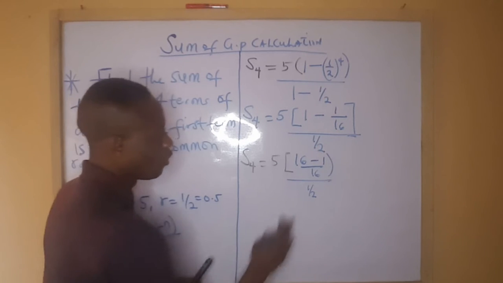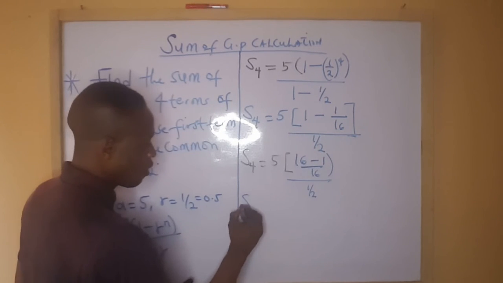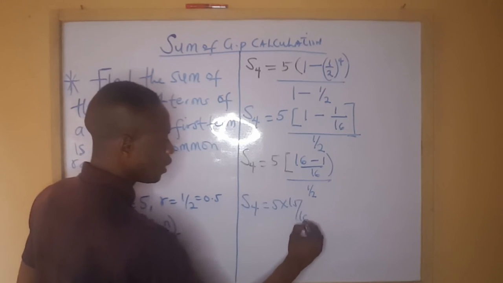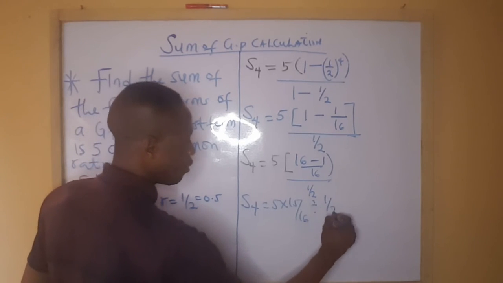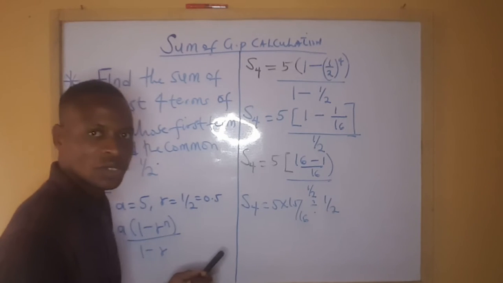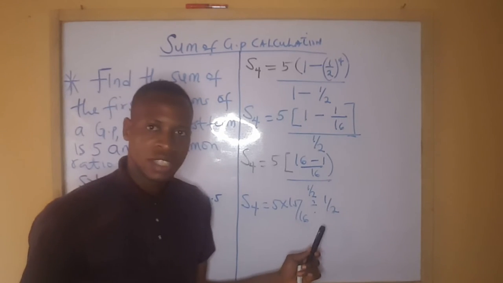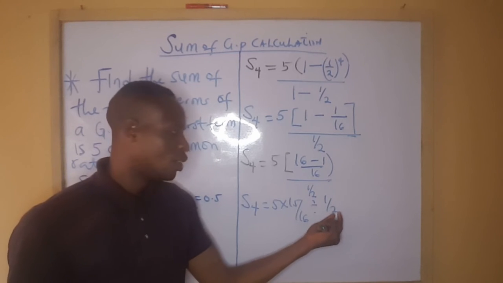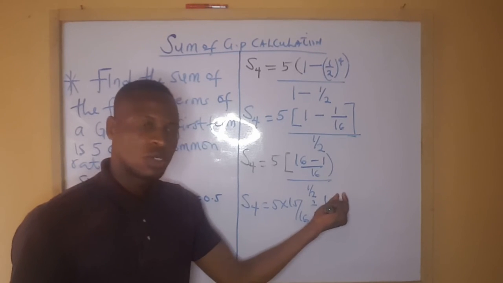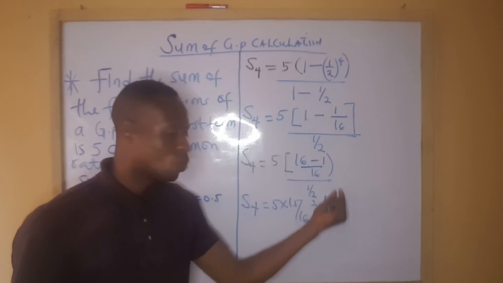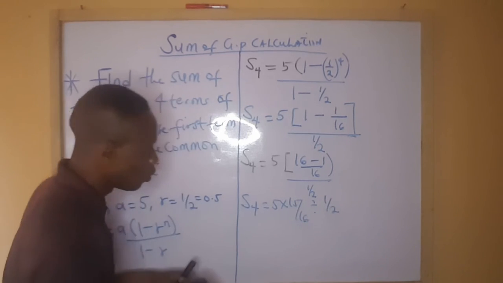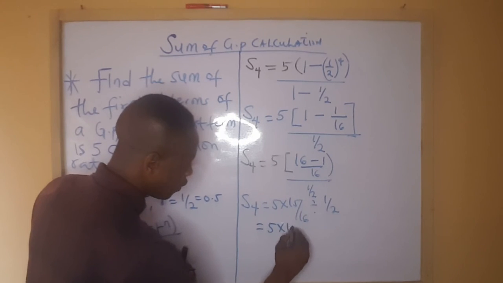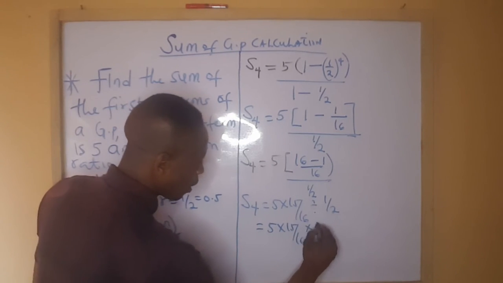Are we together? So if I simplify this, I'll have my S4 equal to 5 multiplied by 15 all over 16 divided by half. So remember that in fraction, this division simply changes to times. This is going to change form: this is going to be the numerator and this is going to be the denominator. We are going to change this 1 over 2 to 2 over 1. So we are having 5 times 15 over 16 multiplied by 2 over 1.